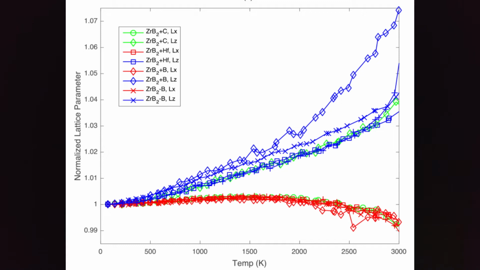The graph shows that the x-axis for all the configurations undergoes a uniform and slow contraction, while the z-axis shows a gradual expansion. To further understand the effects of impurities on the structural characteristics, a graph of density of state was plotted.